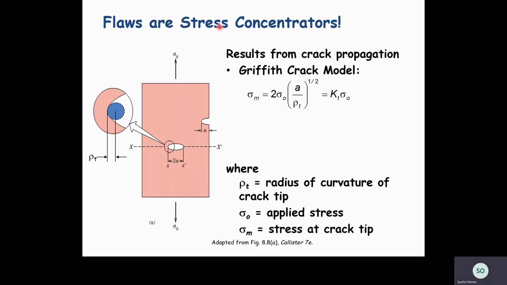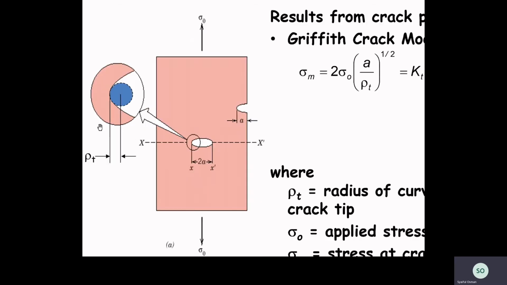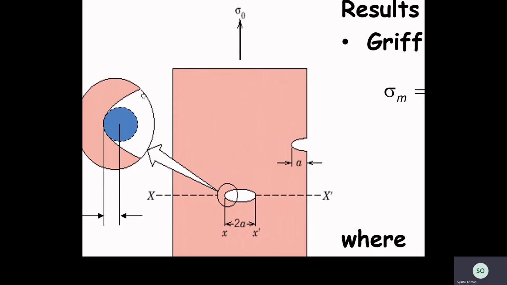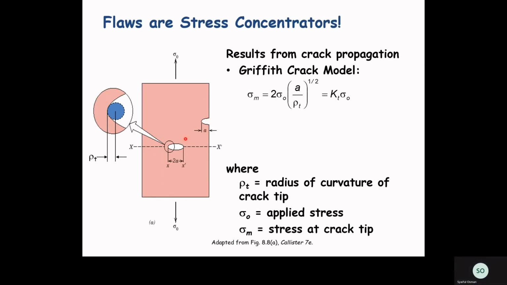So now we will talk about the Griffith crack model. As we already know, flaws are stress concentrators, and stress will be concentrated at the crack tip. And if it is assumed that a crack is similar to an elliptical hole in a plate, like what we can see here, and is oriented perpendicular to the applied stress, the maximum stress sigma m occurs at the crack tip and can be approximated by this equation.